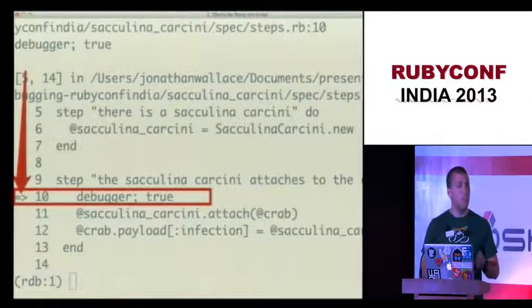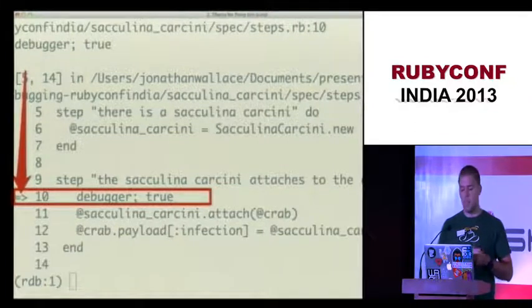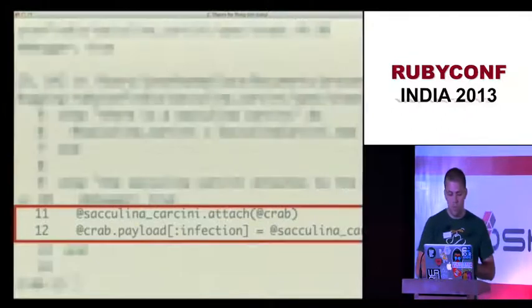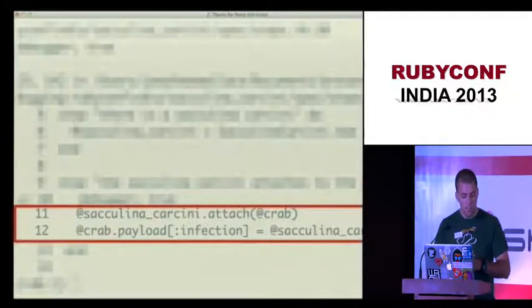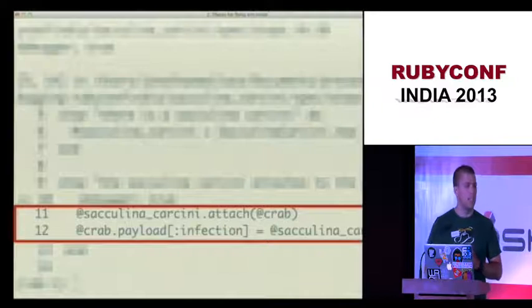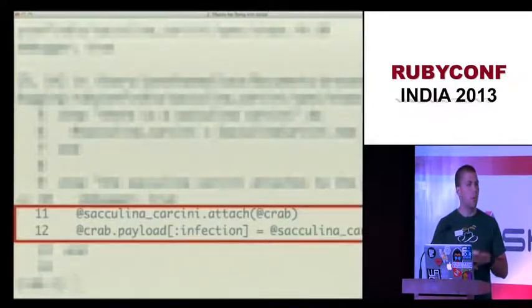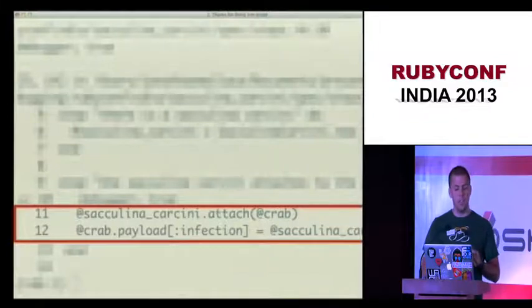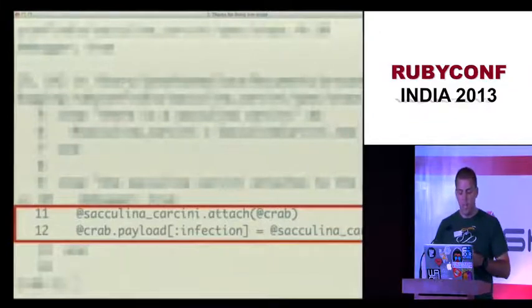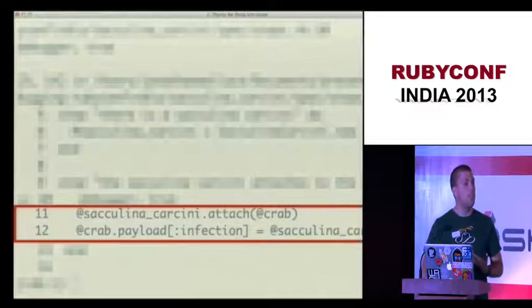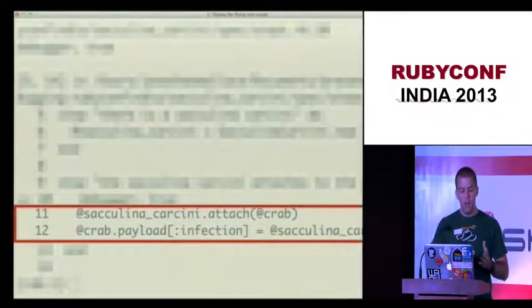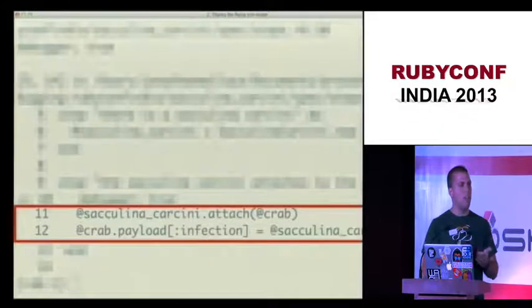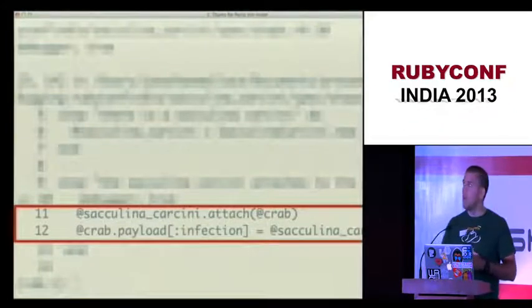Let's examine the rest of the code in this step. So we have 2 lines here. Line 12 looks interesting, doesn't it? If you remember earlier from the failure message, where we were expecting a Saccharina carcini, but we were receiving a nil, and it was related to the crab's payload with the infection key. So now, I want to know how that value is changing over time.